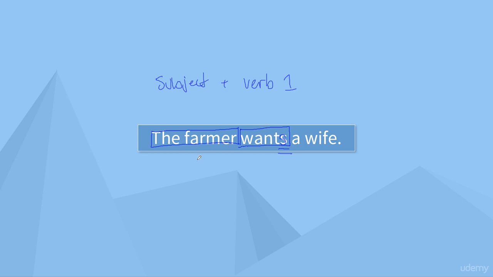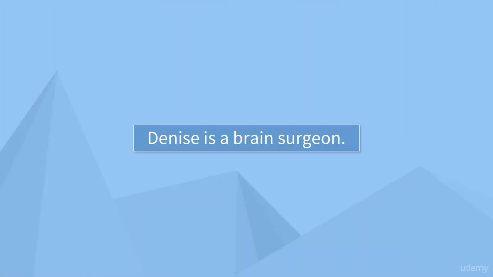Why? Because the farmer is one person, a he. So when the subject is he, she, or it, we need this S on the verb in affirmative present simple sentences. Our next sentence: Denise is a brain surgeon.